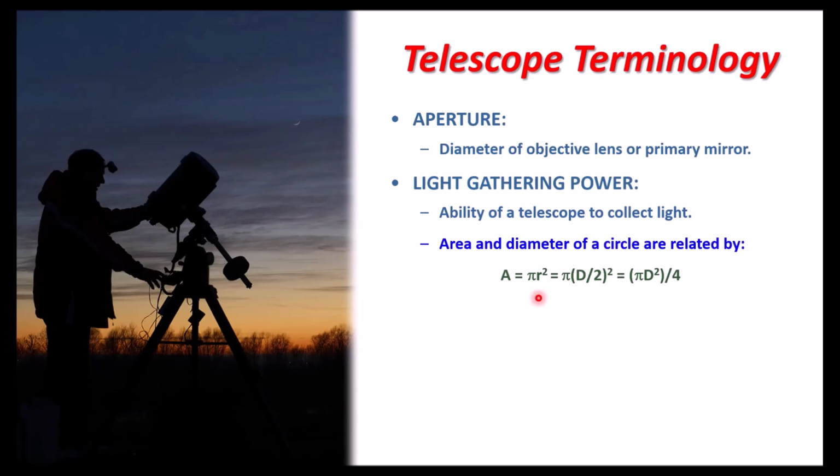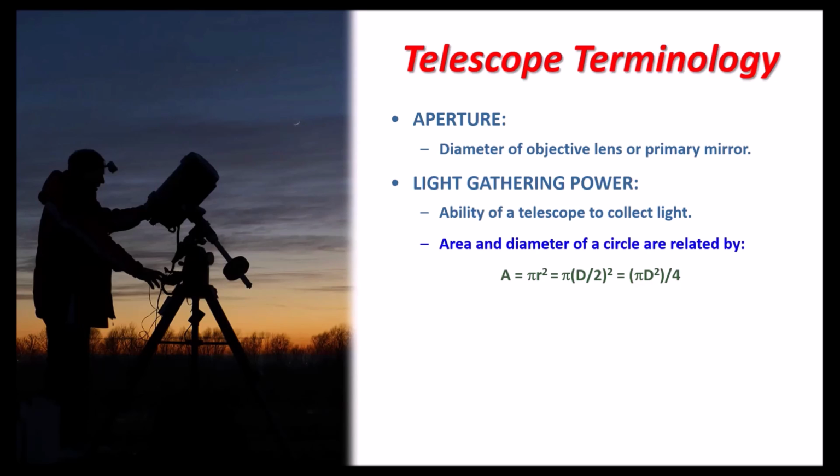If it's been a while since you had a basic geometry course, the area of a circle is equal to pi times the radius squared. Now, we don't want to use the radius. We want to use the diameter, because that's how we express a telescope's main feature, its diameter. So the radius is half the diameter. That's why I have the diameter d divided by 2 squared. When we square this out, we get d squared divided by 4. So the area of a circle is equal to pi times the diameter squared divided by 4.